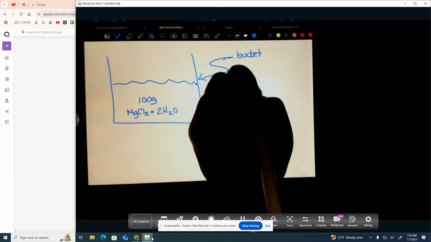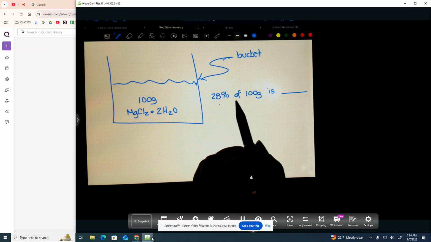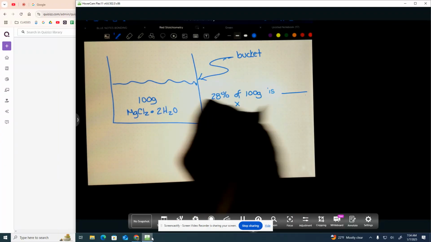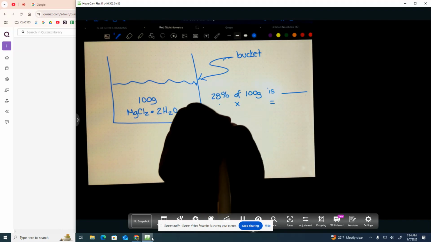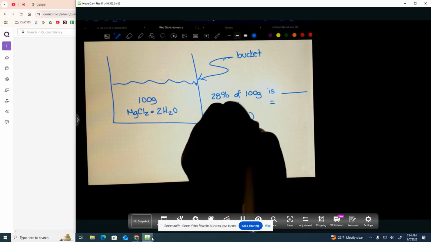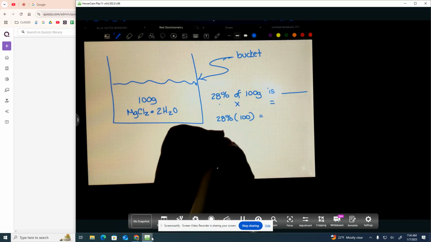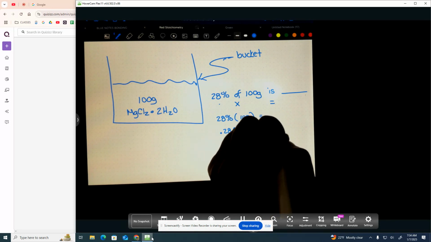28% of 100 grams is, and then there's a line, right? So when you have words like this, 28% of, do you know what the of stands for in mathematical terms? Multiply. Good. So if you see the word of, you're multiplying. And the line is the equal sign. So really what we have here is 28% times 100 grams equals. Do you understand that? And if I do 28%, it would be 0.28 times 100 equals, and then we already know this is going to be 28 grams.